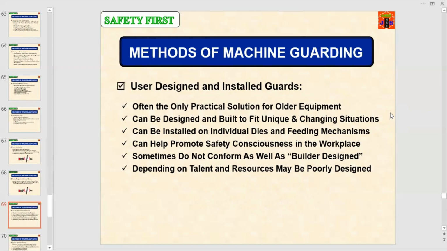It can be installed on individual dies and feeding mechanisms. It can help to promote safety consciousness in the workplace. Sometimes they don't conform as well as builders' designs. Depending on talent and resources, it may be poorly designed.